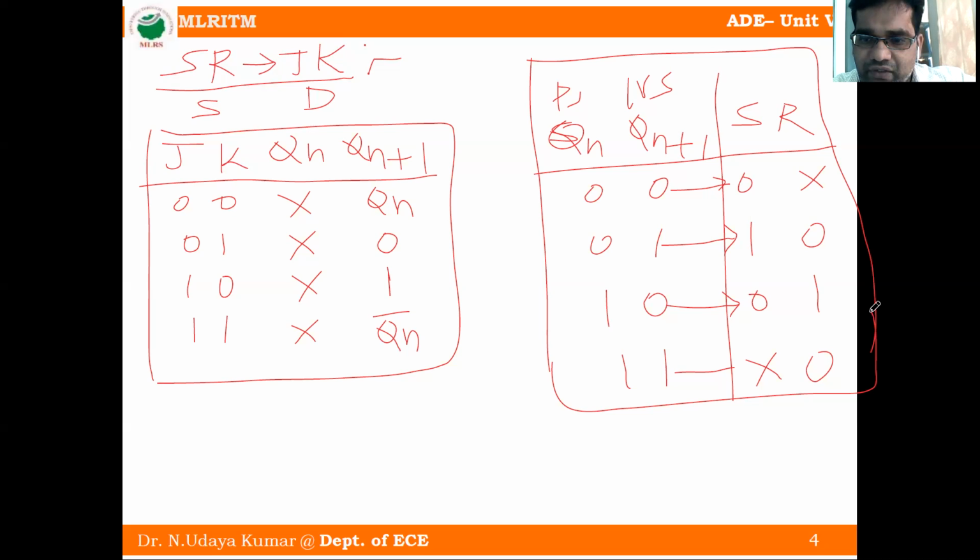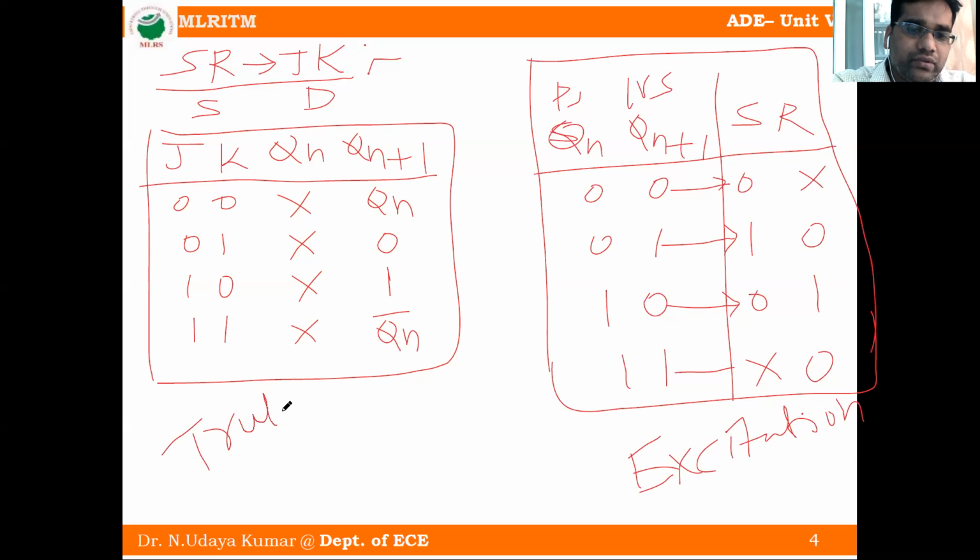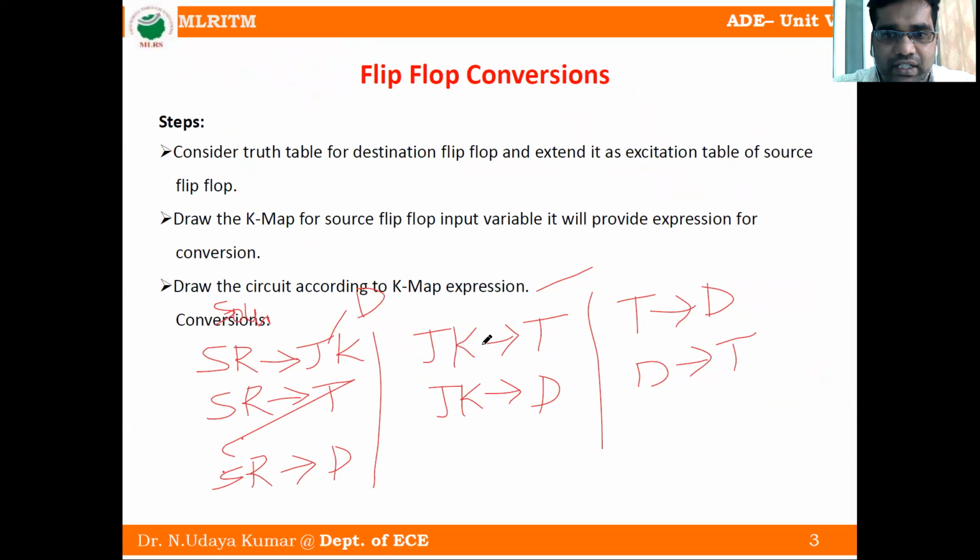Then it is a reverse: from don't care, then 0, then 1 and 0. This is called the excitation table. This one is the truth table. Okay. Now, what is the next step? We have to extend it as the excitation table of the source flip-flop.